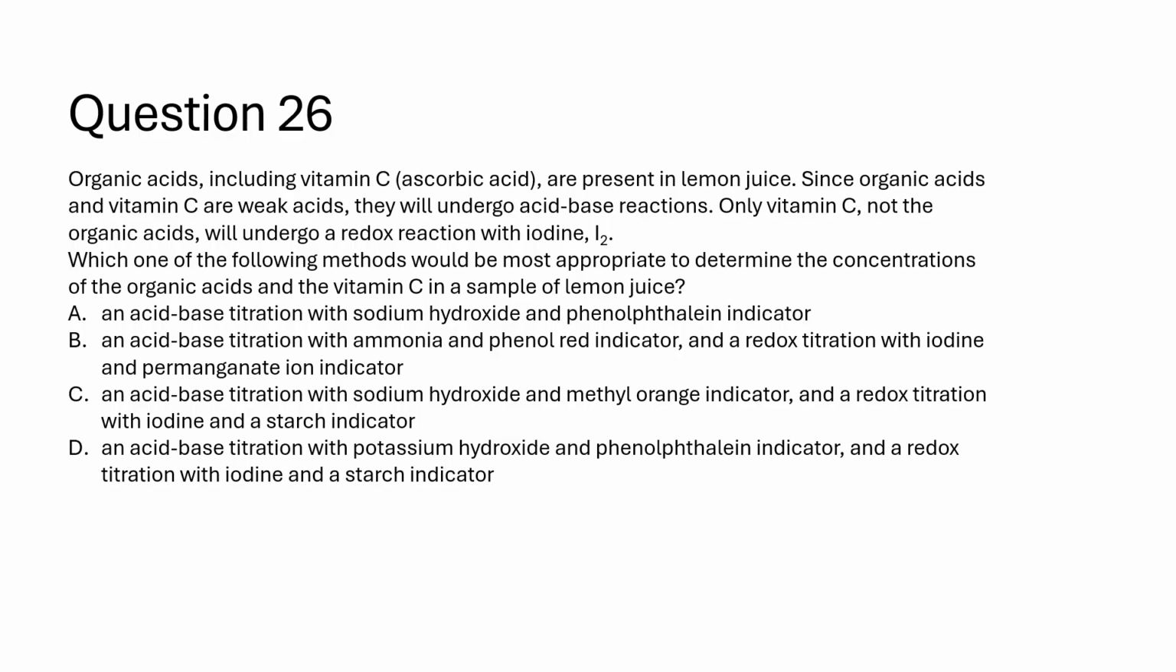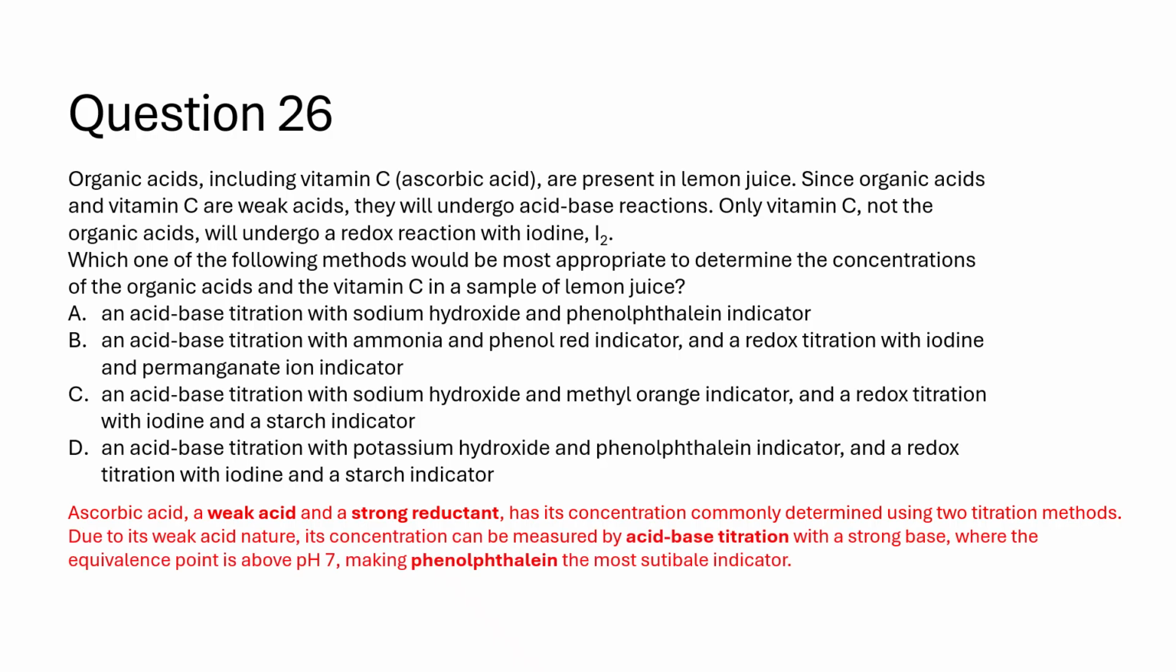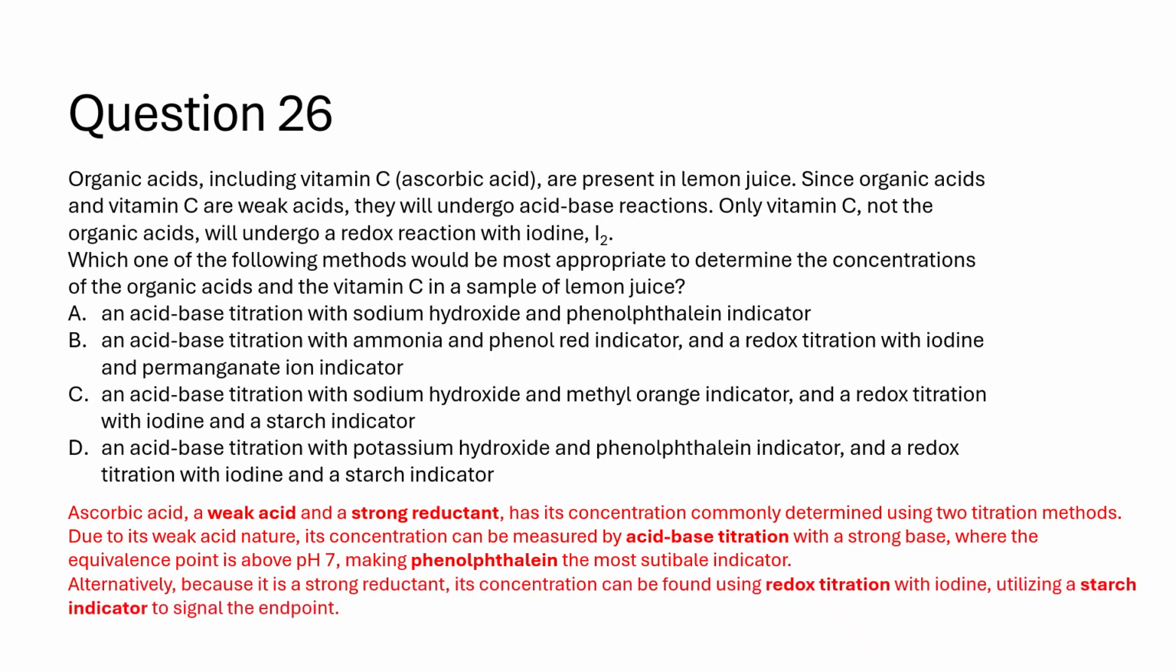Ascorbic acid, a weak acid and a strong reductant, has its concentration commonly determined using 2 titration methods. Due to its weak acid nature, its concentration can be measured by acid-base titration with a strong base, where the equivalence point is above pH 7, making phenolphthalein the most suitable indicator. Alternatively, because it is a strong reductant, its concentration can be found using redox titration with iodine, utilizing a starch indicator to signal the end point.